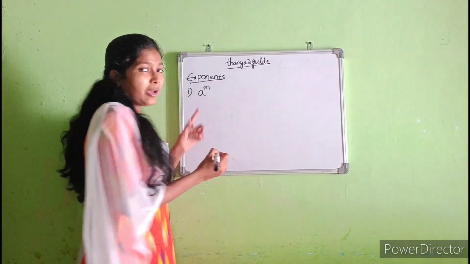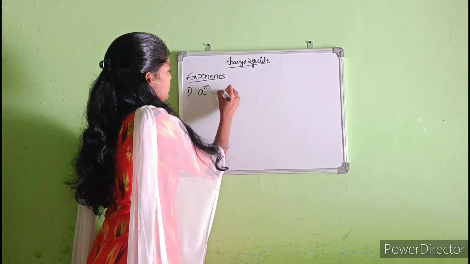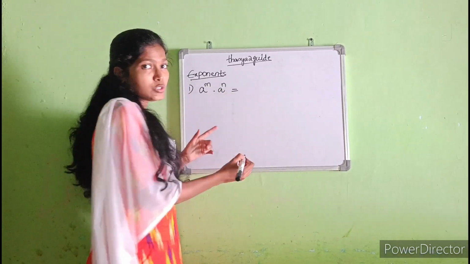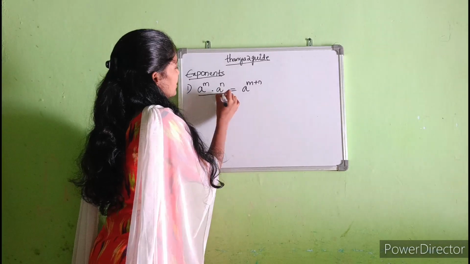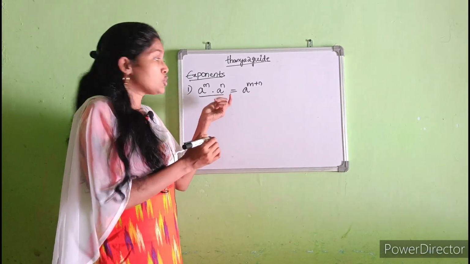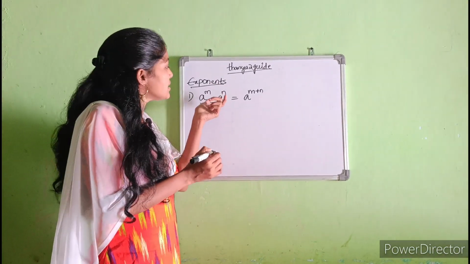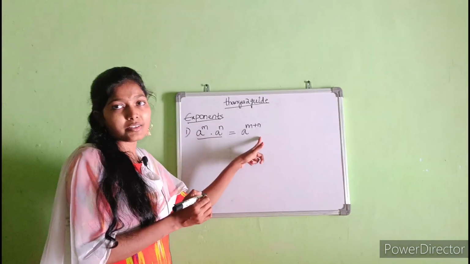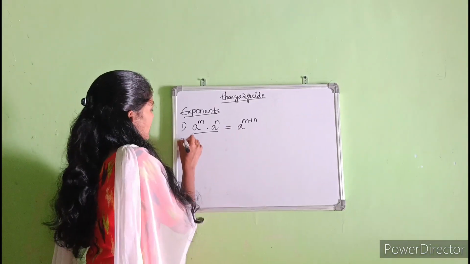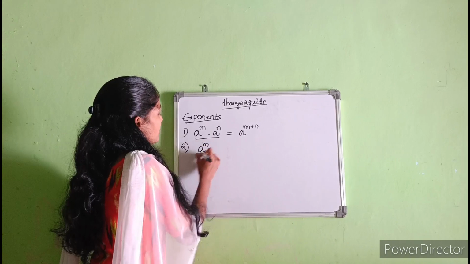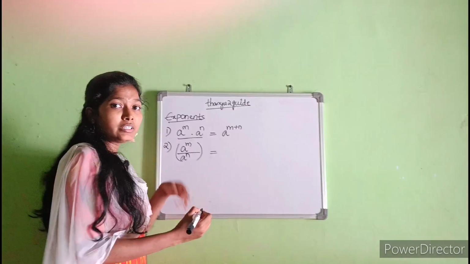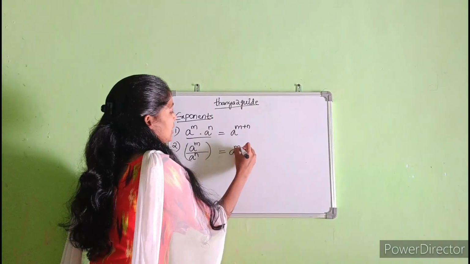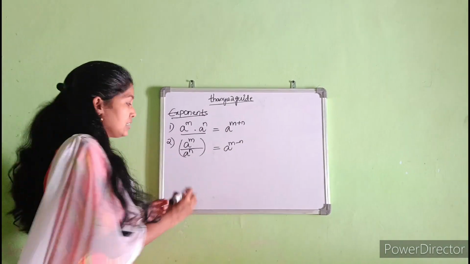a to the power of m into a to the power of n is equal to a to the power of m plus n. So here the bases are same, so the powers should be added. That is the reason we are adding the powers over here. Now the next formula is a to the power of m by a to the power of n is equal to a to the power of m minus n.